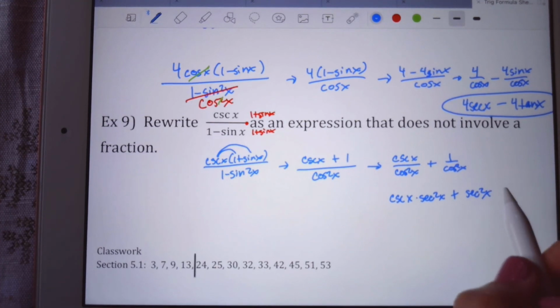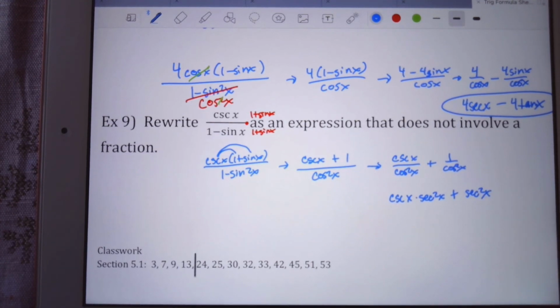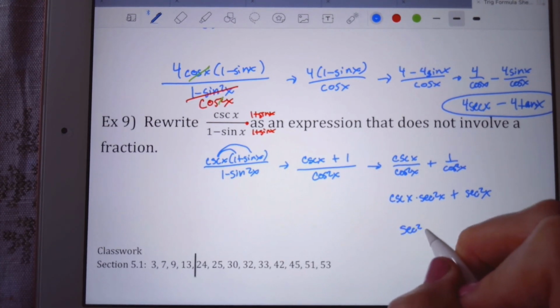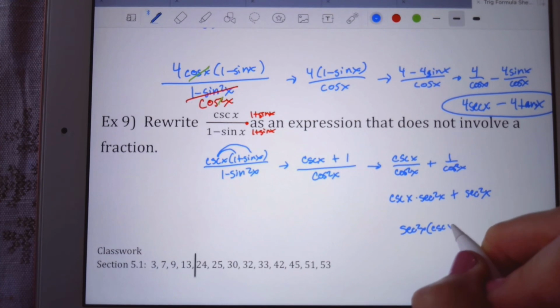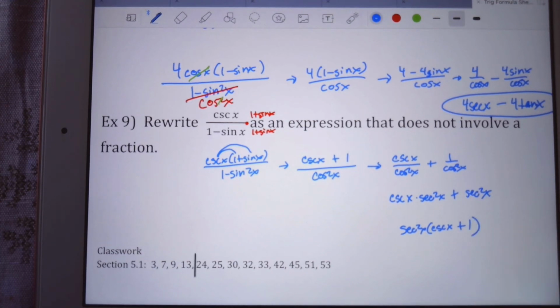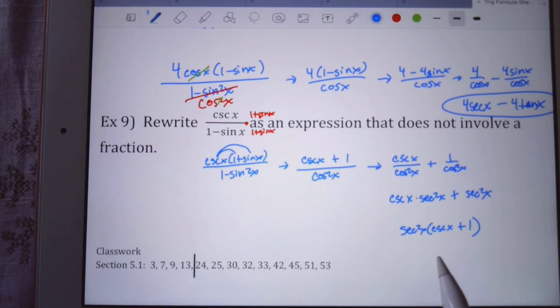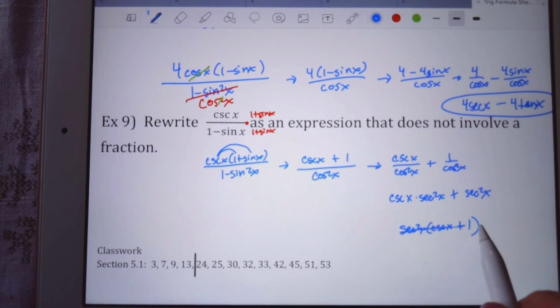And that's it. I've met the requirement. It's not a fraction. I guess I see now that I could take a secant squared out, but if I did that, I'd have cosecant plus 1, so that doesn't really help me with anything. So frankly, it's good to notice, but it's also not needed.